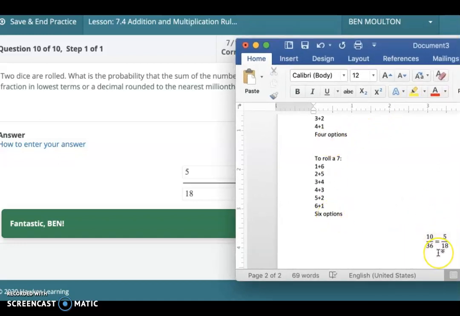Now there's a total of 36 possibilities. How you get that is, well, there's 6-sided die. So you take 6 times 6, and that's 36. That's how I got that denominator of 36. Reduce it, you get your 5/18, and that's the end of this problem and the section. If you got any questions, let me know.